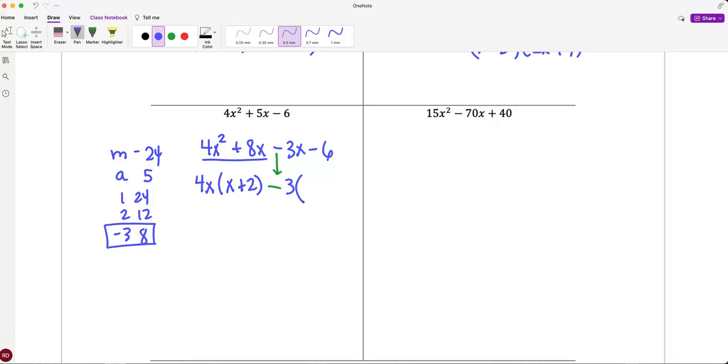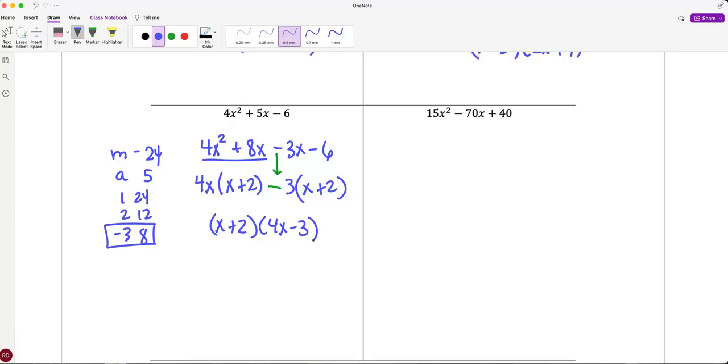What do you multiply negative 3 by to get negative 3x? That's x. What do you multiply negative 3 by to get negative 6? That's plus 2. Okay. So now this final answer is x plus 2, 4x minus 3.